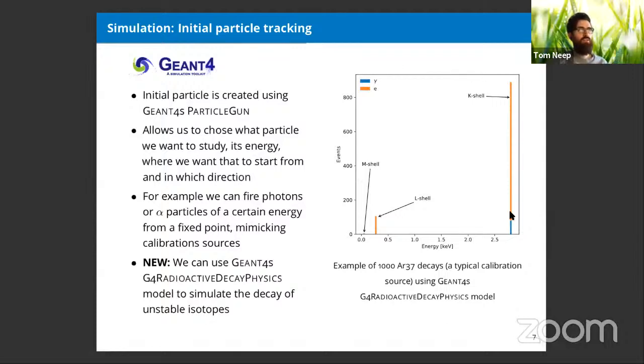In this plot on the right, you see an example of 1000 argon-37 decays. Argon-37 is a typical calibration source. And you see that Geant4 deals with how many events decay via K-shell, L-shell, and M-shell electron capture, and whether they give you Auger electrons or X-rays. So rather than having to simulate these three peaks separately and normalize the contributions, you can just rely on the model, to the point you trust it, of course.